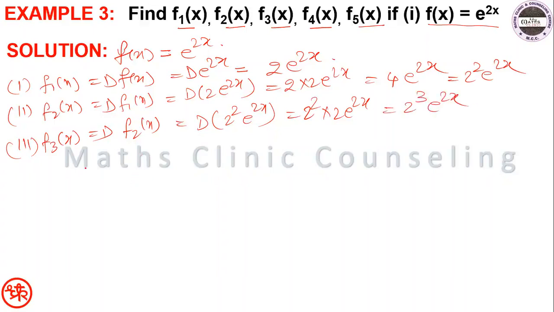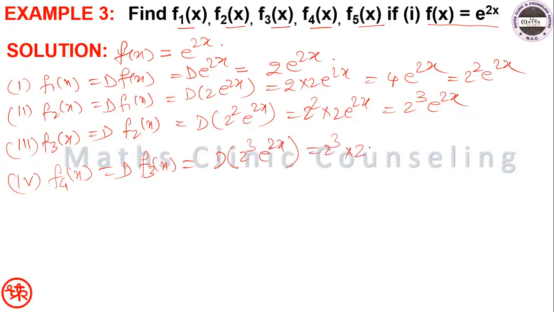Third derivative is done. Then the fourth derivative f4 of x, that is d of f3 of x. What is f3? 2 cube e to the power 2x. 2 cube is constant, and the derivative of e to the power 2x is 2 e to the power 2x, and so it is 2 to the power 4 e to the power 2x.